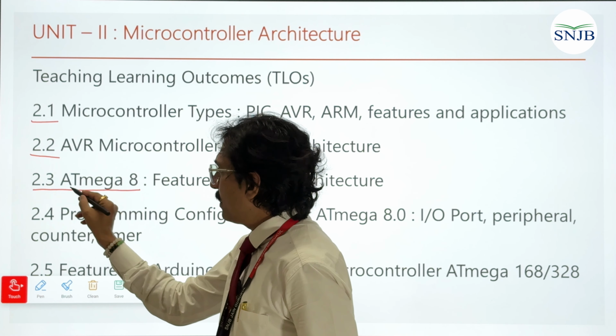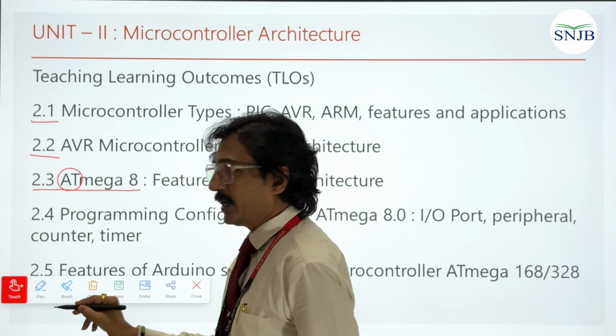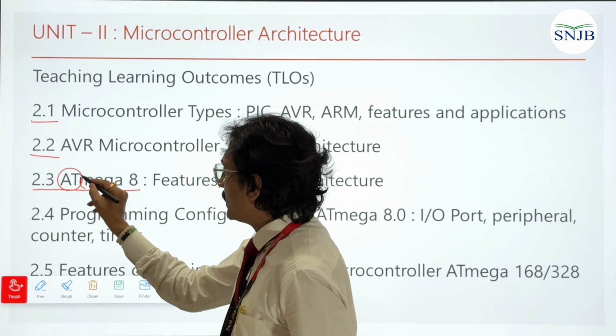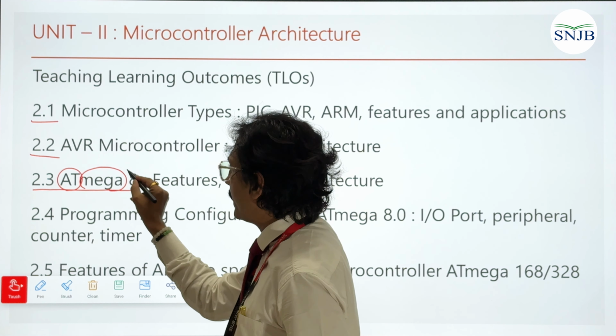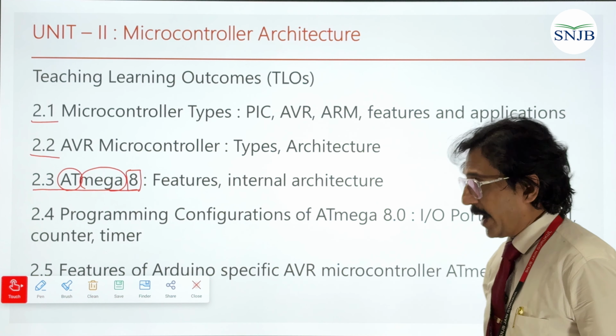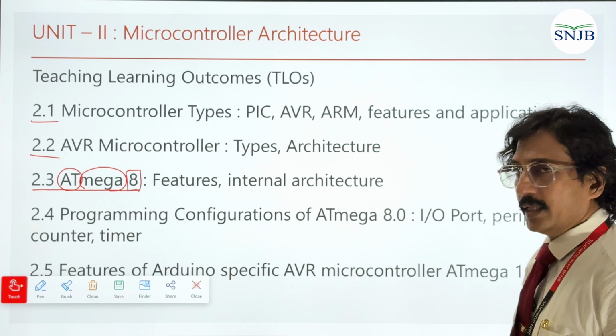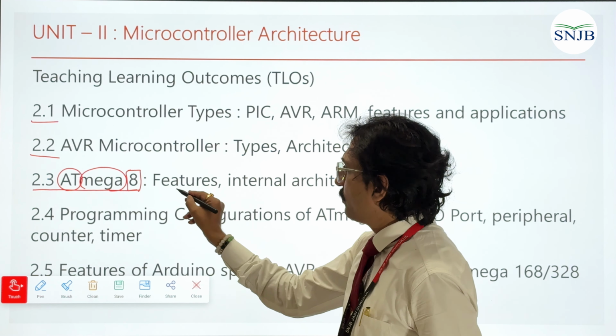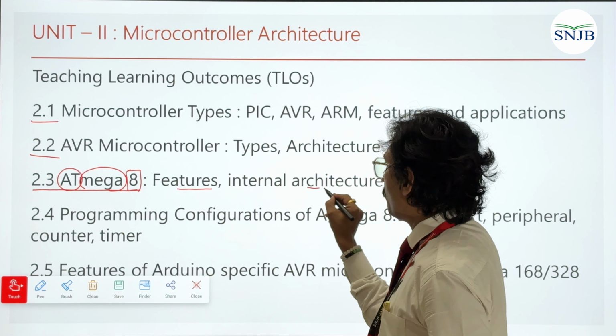Now here, AT means it is from the Atmel company, mega means it is a version, and 8 means it is a basic microcontroller by ATmega. In this particular session, we are going to see the features and its block diagram.